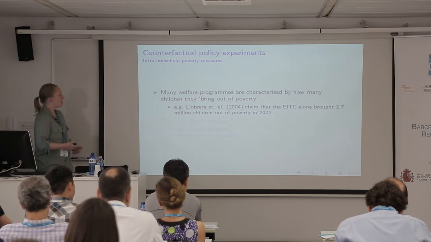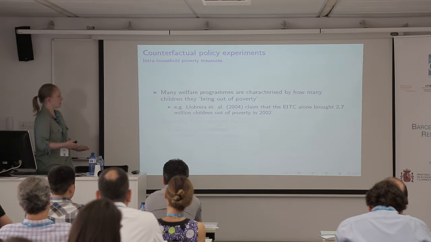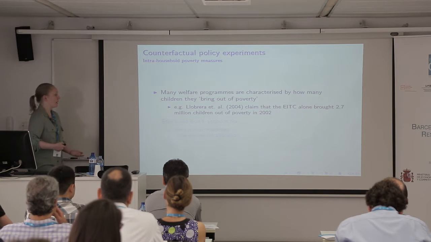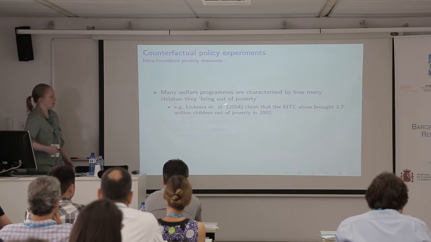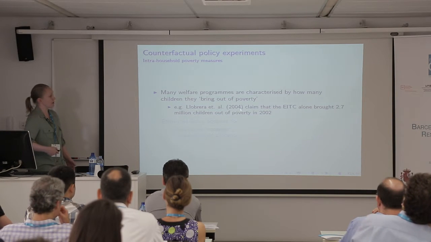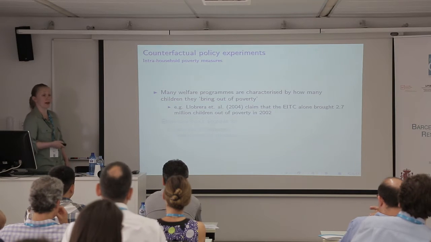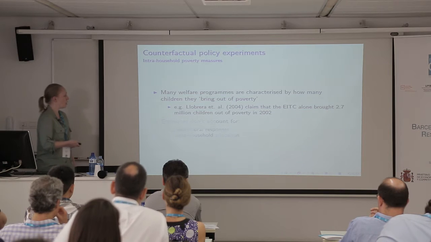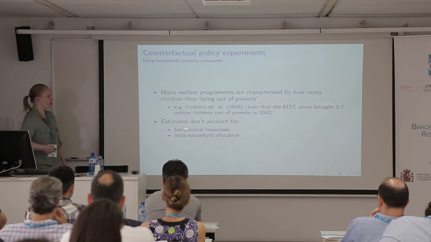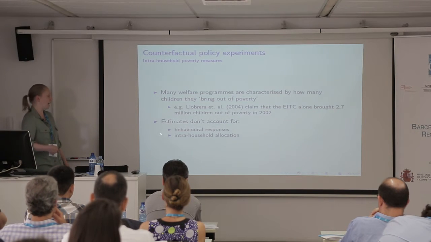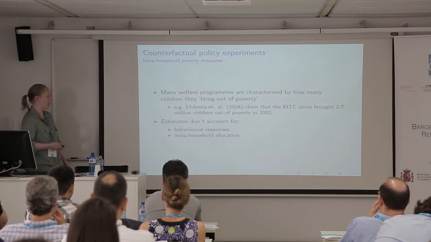Okay, so welfare programs are often characterized by how many children they bring out of poverty. For example, a government paper in 2004 claimed that the EITC alone brought 2.7 million children out of poverty in 2002. But these estimates don't account for behavioural responses and the intra-household allocation of resources.